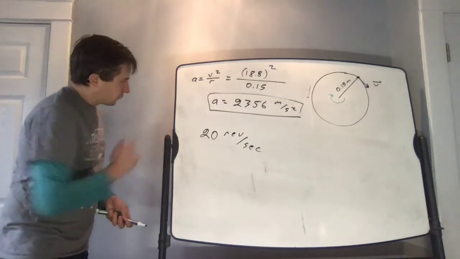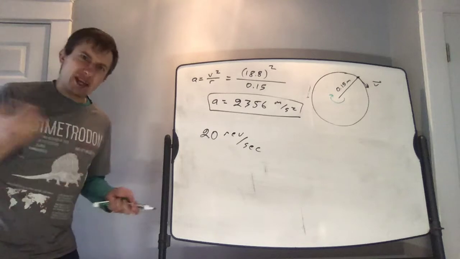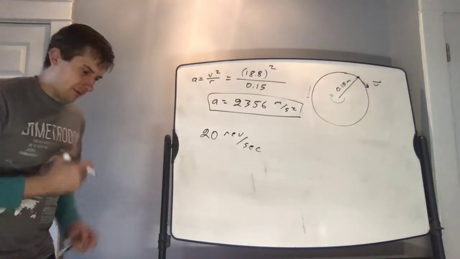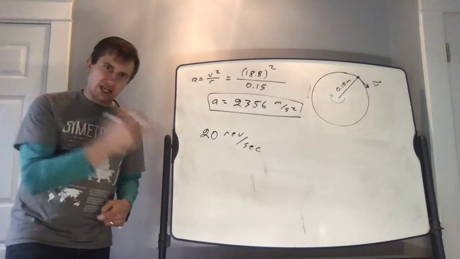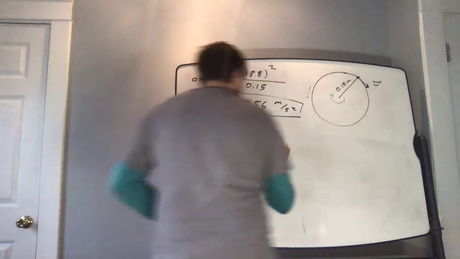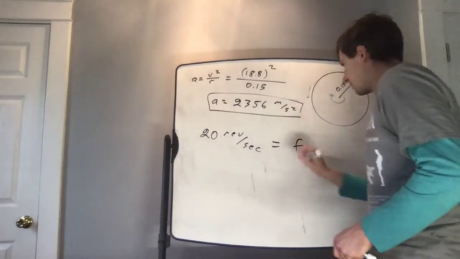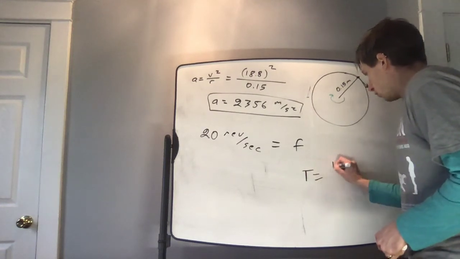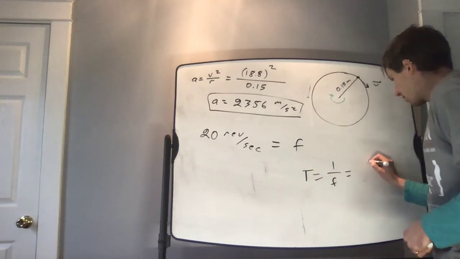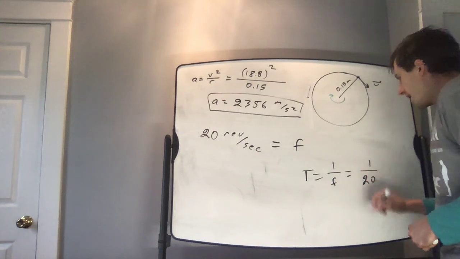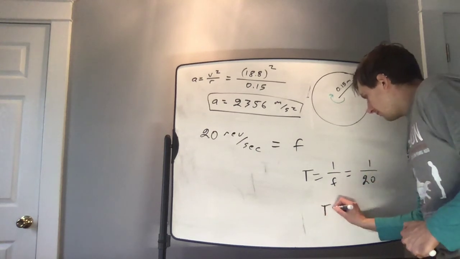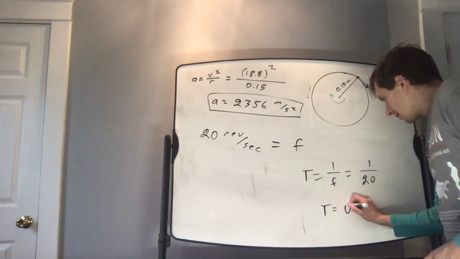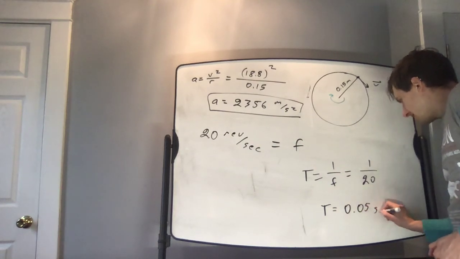So I expect it will be less than 1 second because it does more than 1 revolution every second. So this number of 20 revolutions per second is basically the frequency of the rate of rotation of the fan blade. So I could write this 20 as being my frequency. And then if I remember that period is 1 over the frequency, I could write that as 1 over 20. And I get the period of the fan blade is going to be therefore 0.05 seconds.